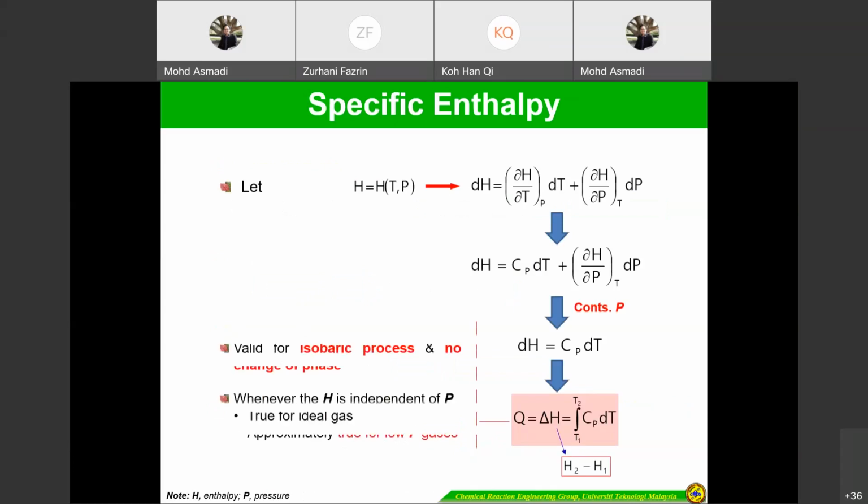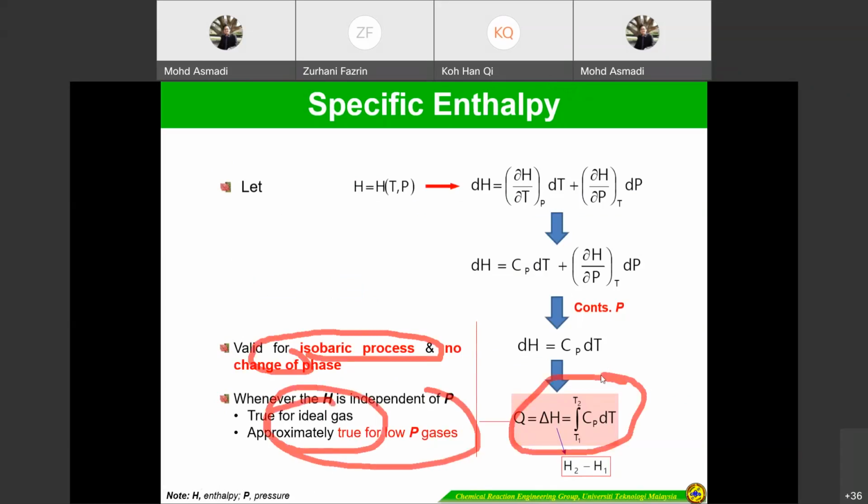Okay, for the specific enthalpy, delta H, if you look at here, that is the summation of a T, right? This one is the integration of T2 to T1 of CP dT, but it is valid for an isobaric process with no change in phase. It is true for ideal gas, only for ideal gas. How about non-ideals? Now we are focusing on the non-ideal system. Okay, you have to remember this is only true for the ideal gas or very low pressure.